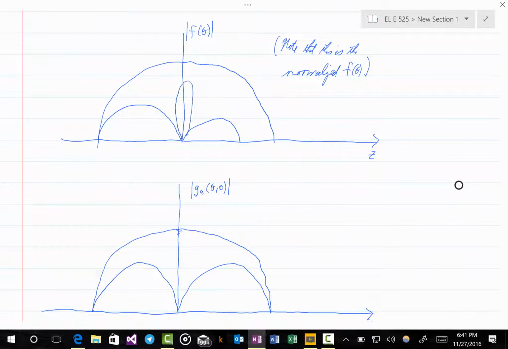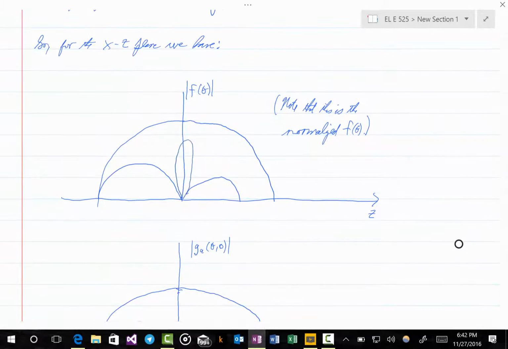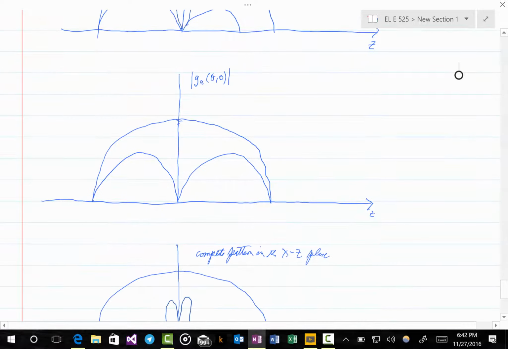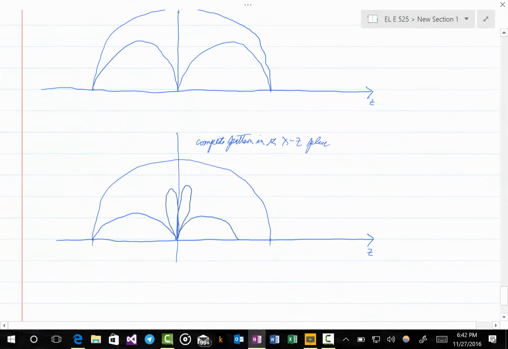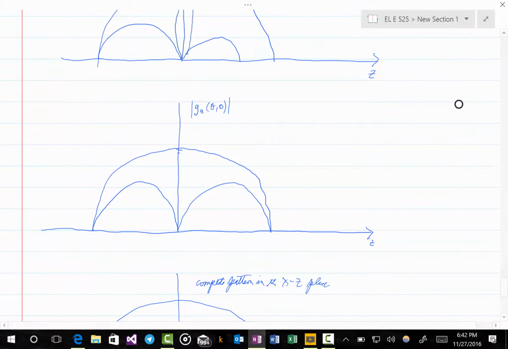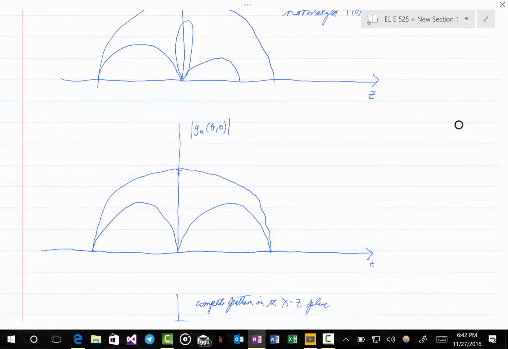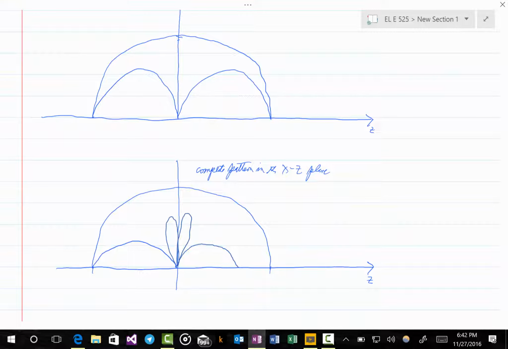And you will recall that the polar plot for the magnitude of f of theta in the xz plane is as shown here, and the polar plot for the magnitude of the element pattern in the xz plane was shown there. And so we said in Lecture 21 that the complete pattern that we obtain when we multiply those two together is shown here. And I'd just like to make a very minor modification in this complete pattern.